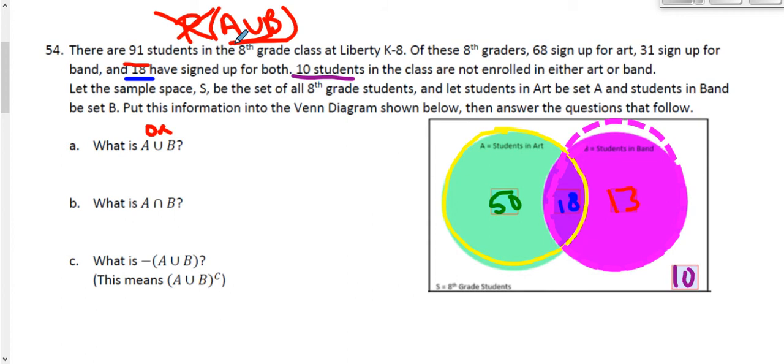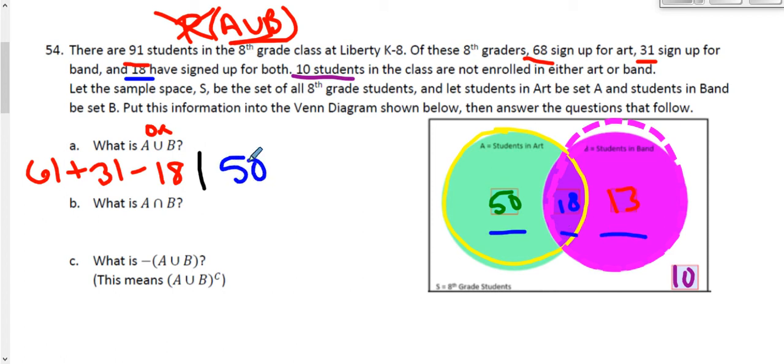If we do that using the addition formula, we would use the totals from up here. 61 plus, that's the number in art, plus the number in band, 31, minus the overlap, 18. That would be if we're using the addition formula. We use the totals. But if we're using the Venn diagram, we get the exact same answer just using the totals from the Venn diagram. 50 in just art, 13 in just band, and 18 in the overlap.